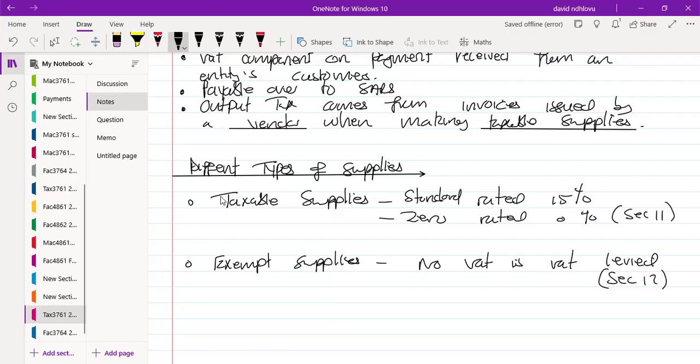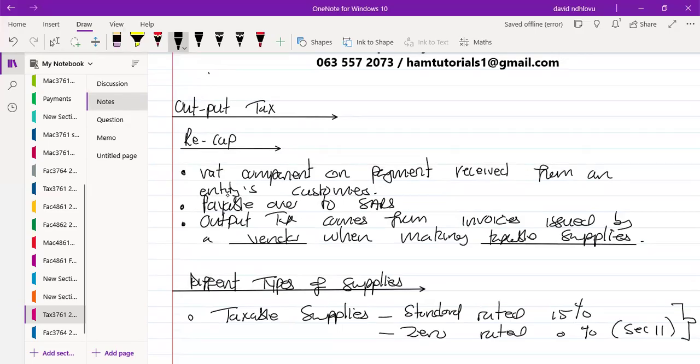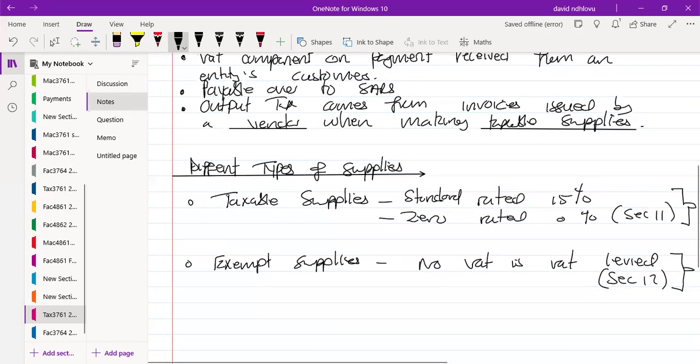Right. So in essence, we are saying output VAT comes about when a vendor sells taxable supplies to a customer. Remember, there are two categories of taxable supplies, the standard rated and the zero rated. And then obviously a vendor will not charge VAT if the goods are exempt supplies. That's what we looked at particularly in the previous week. We just looked in passing at how the VAT system works, and this is what we discussed in connection with VAT output.